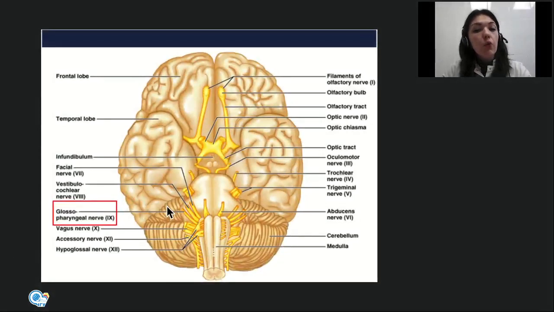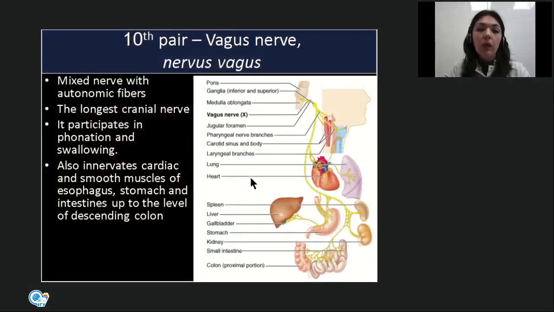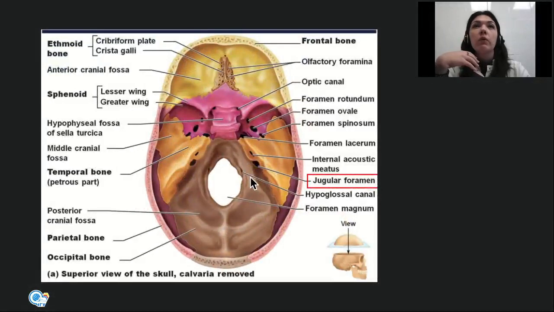Okay, the root of the glossopharyngeal nerve leaves the brain in the retroolivary sulcus or posterolateral sulcus of the medulla oblongata, in the uppermost part of it. Yes, and then after that, it leaves the cranial cavity through the jugular foramen. And after that, as we have already said, it supplies the tongue, it supplies the pharynx, it also gives a branch to the carotid sinus, and so on.